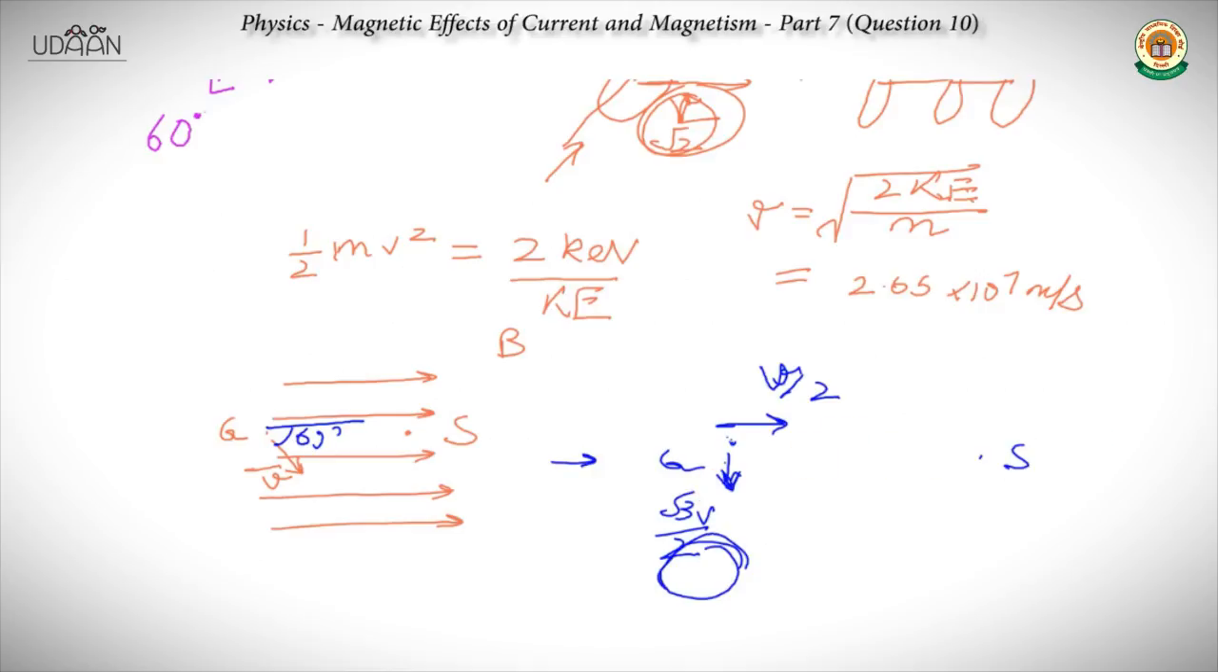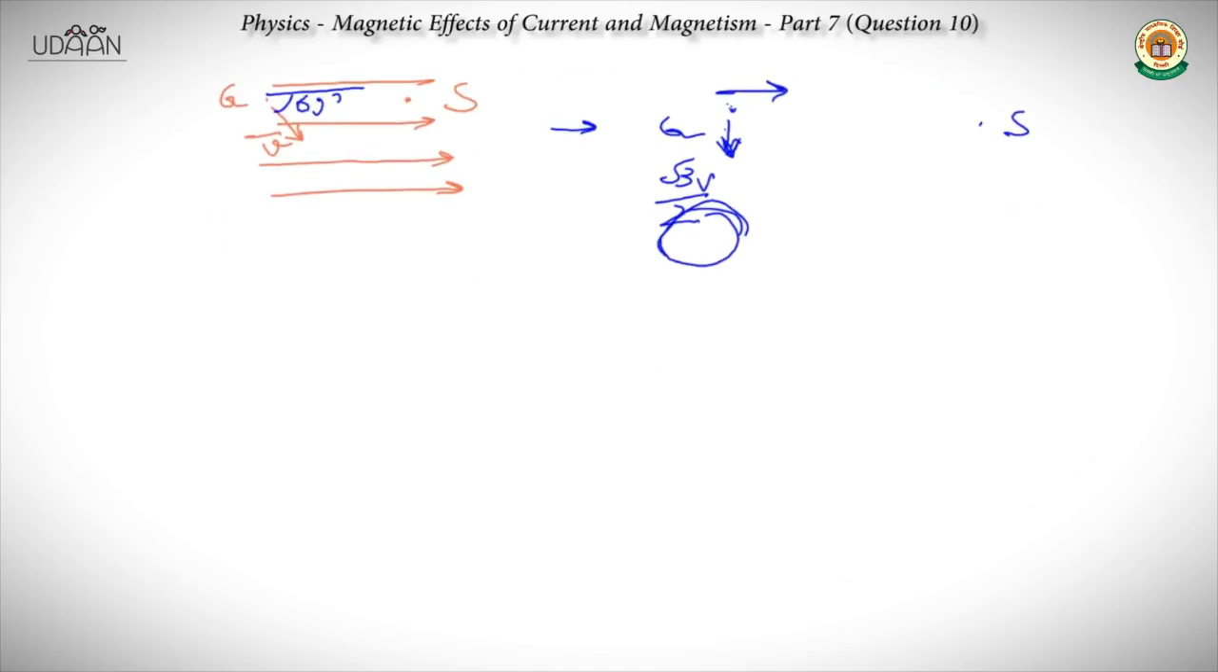So we have seen the motion as a helix. All right, so basically we find the radius of curvature of this particular helix. The radius of curvature will be m into v perpendicular by qB.